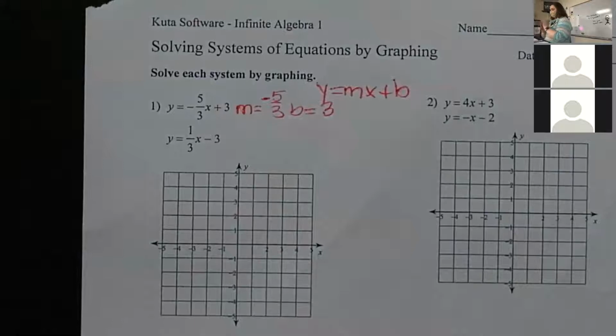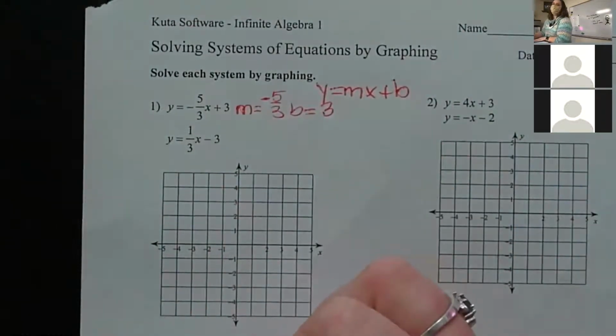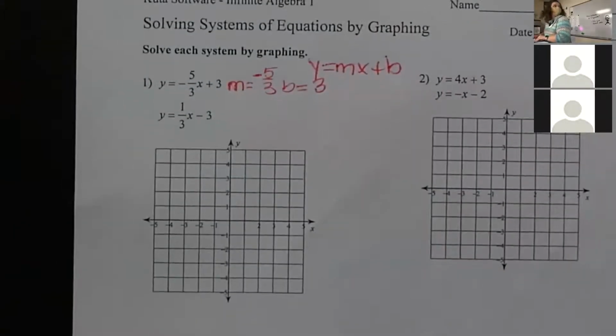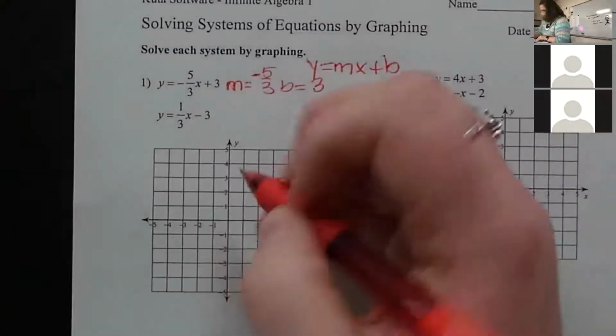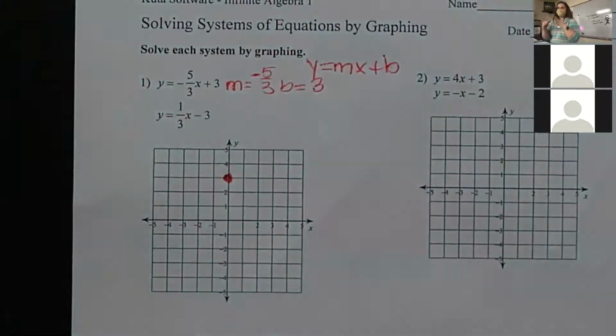So do I start at the negative 5/3 or do I start at the 3? I start at the 3, the b, the y-intercept. And remember, that's a y-intercept, so that's on the y-axis. So I'm going to start at 3. I'm going to move that up a little bit so we can see it. Start at 3. That means I cross that y-axis at 3.